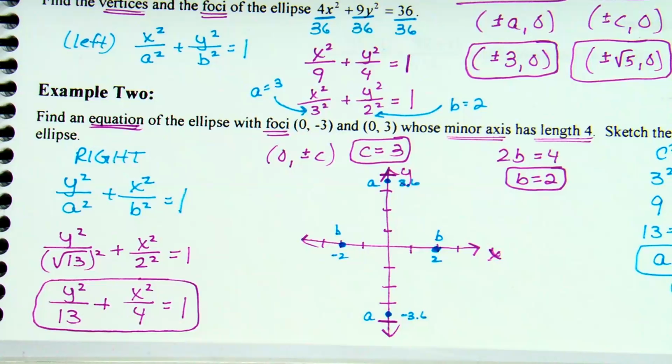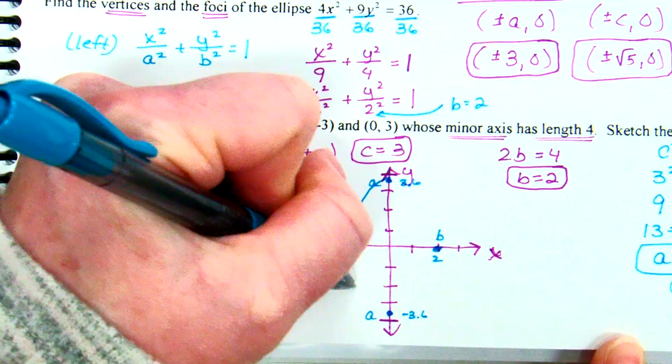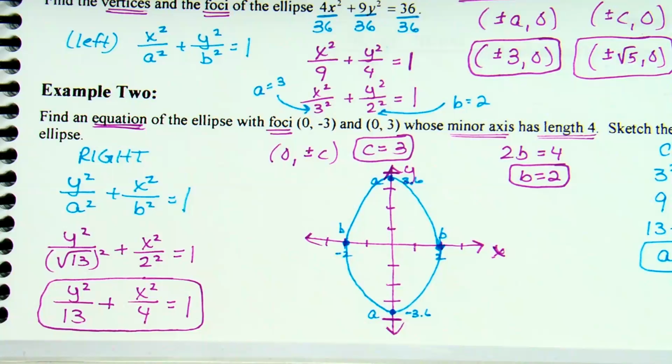Now, officially, that's all you need to actually draw the physical ellipse. It goes through those 4 points, your 2 A values and your 2 B values. I do not make the best ellipses. I have trouble drawing them, but.